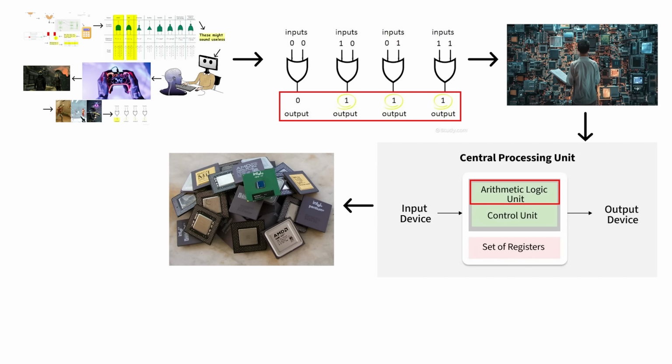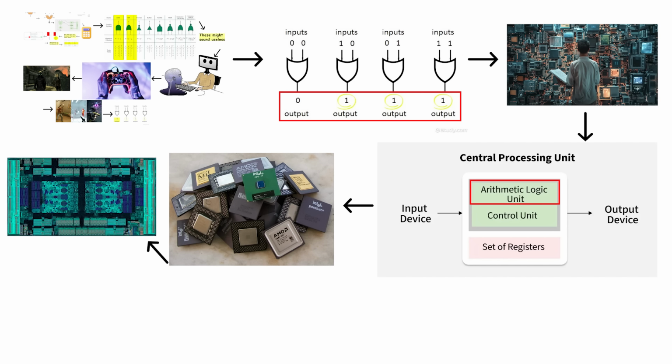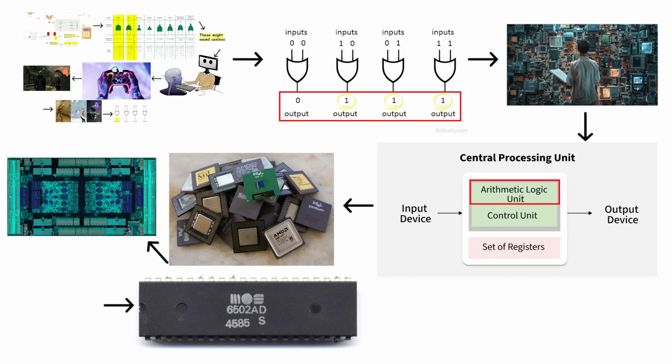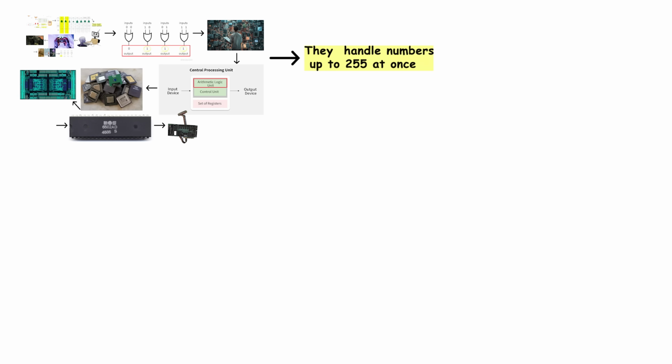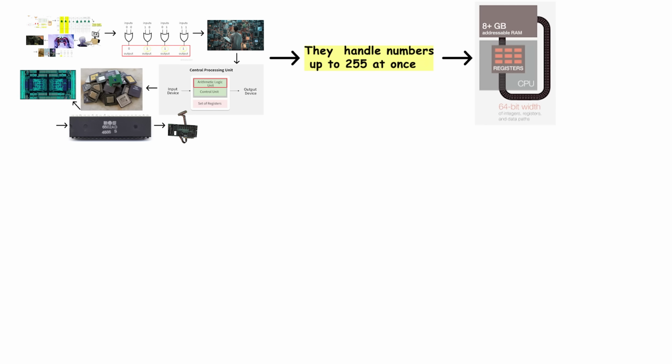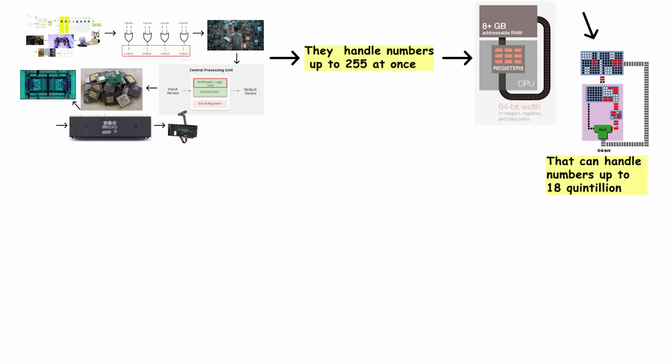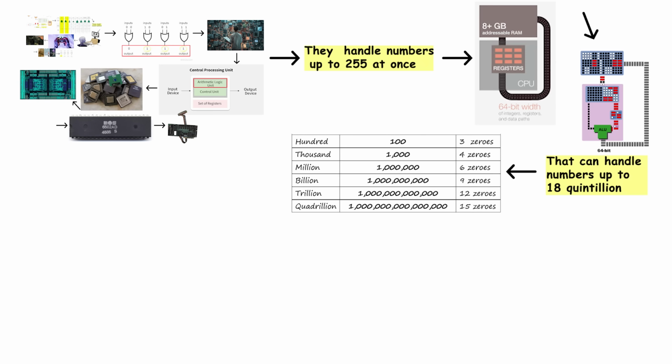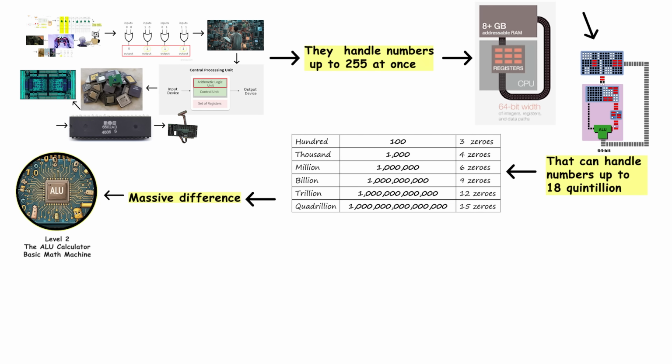The difference between old CPUs and modern ones isn't just about having more transistors. Old CPUs like the 6502 and the Apple IIe had 8-bit ALUs, meaning they could only handle numbers up to 255 at once. Modern CPUs have 64-bit ALUs that can handle numbers up to 18 quintillion. That's a billion times a billion. Massive difference.